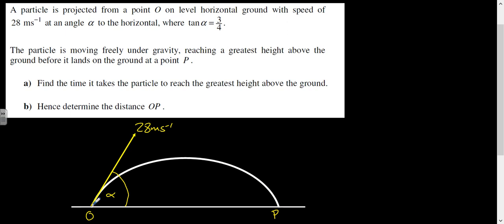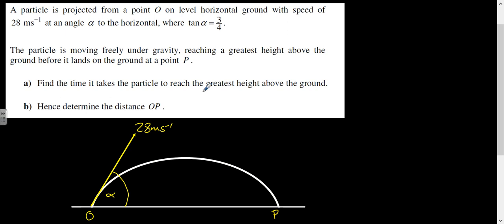So the diagram here, you can see we have this diagonal speed. We've got 28 meters per second. We have the angle that the speed makes with the ground, represented here as alpha, and we have this drawing of the projectile's path. Now the projectile's path, technically, does form a parabola. They always form a parabola. I couldn't draw a parabola on Smart Notebook, so this is as close as I'm going to get. But the fact that it does form a parabola can be really useful, so you do have to bear that in mind.